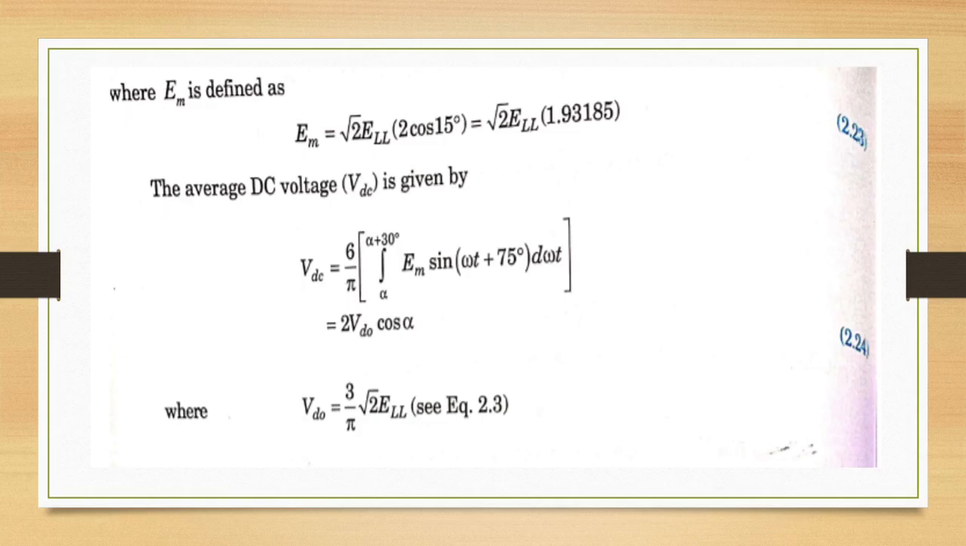Average DC voltage VDC is given by VDC equals 6 by pi integral alpha to alpha plus 30 of EM sin omega t plus 75 degrees d omega t. When we simplify that, we get the value of VDC as 2 VD0 cos alpha, where VD0 is 3 by pi root 2 ELL.